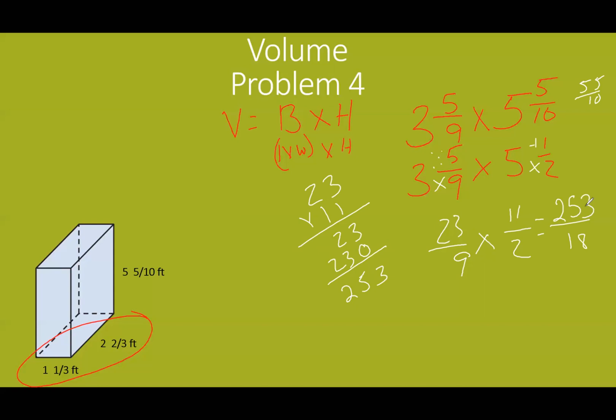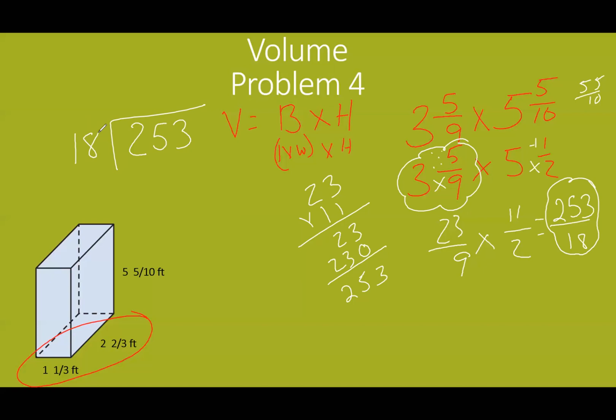253 18ths. So now we need to turn this improper fraction into a mixed number. And here we multiplied to turn it into an improper fraction. So here we need to divide. We do the inverse. 253 divided by 18. I'm going to use my strategy, estimate.